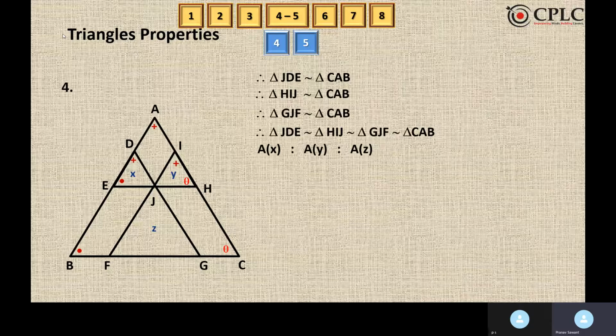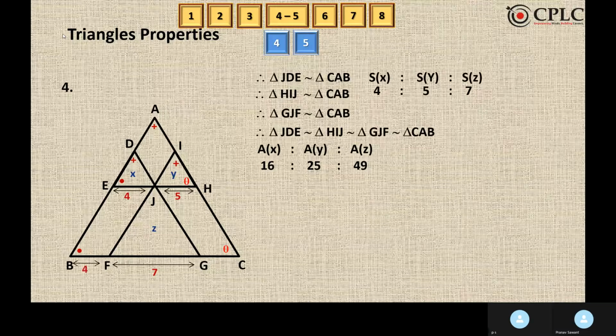So, let's apply the property and take the ratio. If they are similar, the ratio is going to be the same. So, the areas of X, Y, Z are 16 is to 25 is to 49. Now, side of X is 4, side of Y is 5, side of Z is 7. Basically, they are in the ratio of 4 is to 5 is to 7. So triangle CAB is also going to be 16 in that case, just by substituting the values.